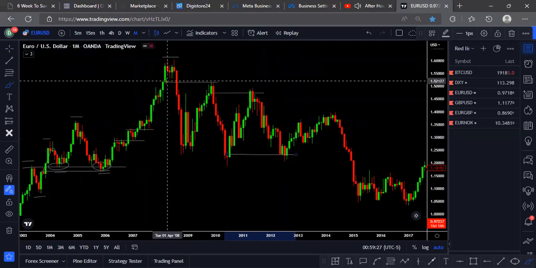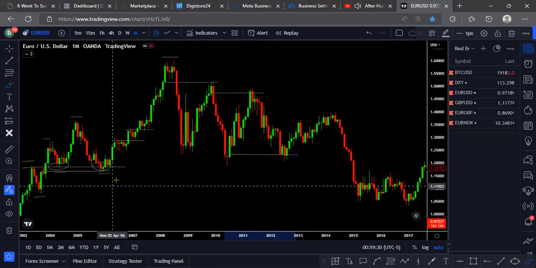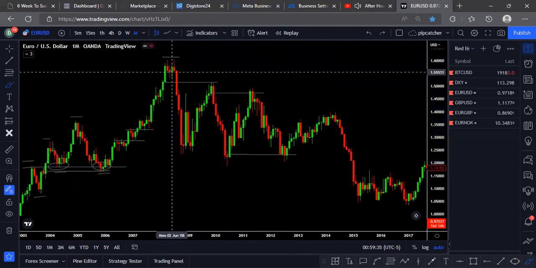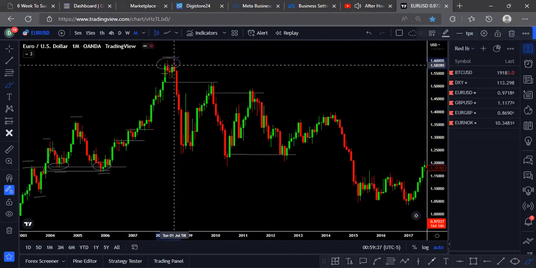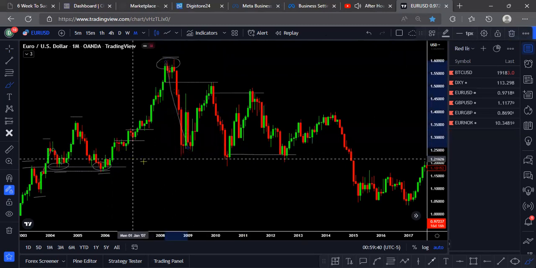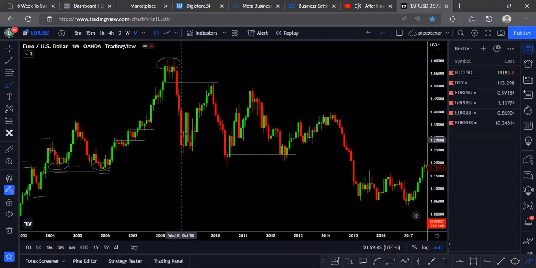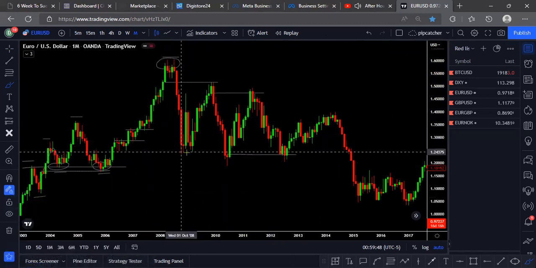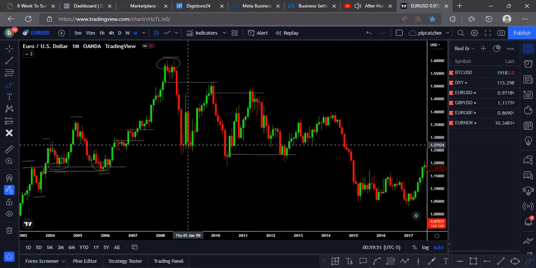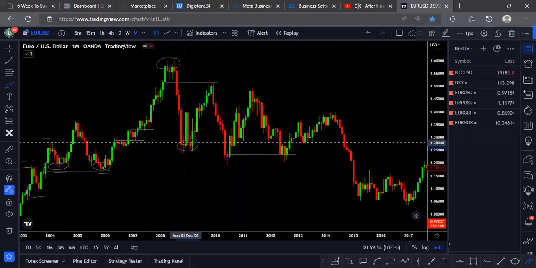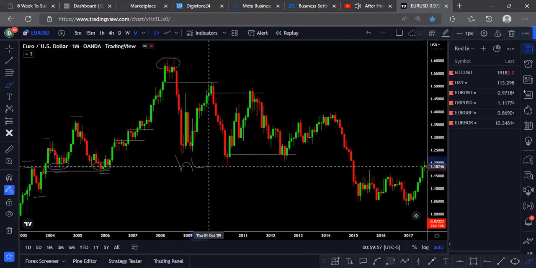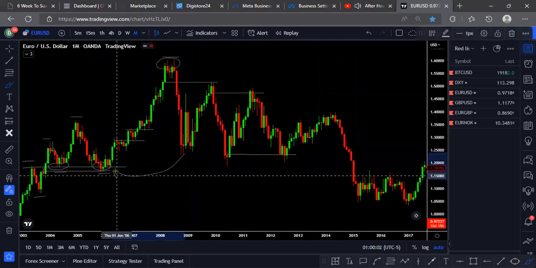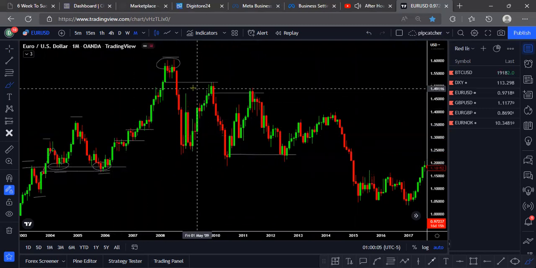From these setups here, we had this huge bullish push to the upside and created a higher high, right? And then this right here would technically be a lower low, or excuse me, sorry, a higher low, right? Because this low is technically higher than the previous low.